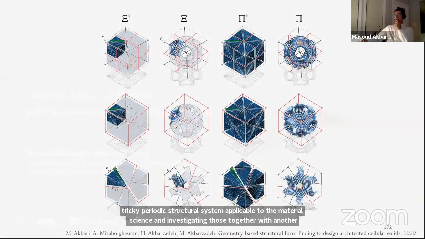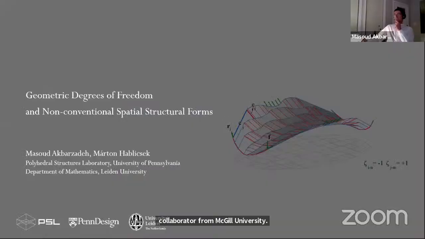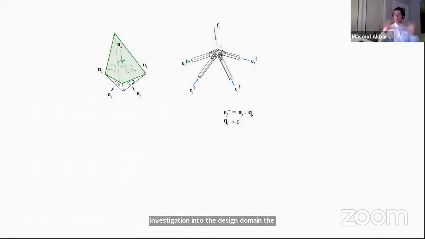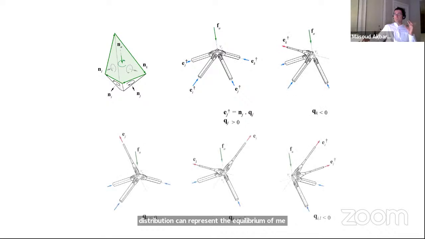Another project that I would like to show you is the investigation into the design domain, basically the form domain. So far I talked about how we can design and play with the force distribution, design the force and get a variety of different forms. But one thing that is really important to know is that a single force distribution can represent the equilibrium of multiple different configurations of forces in 3D.